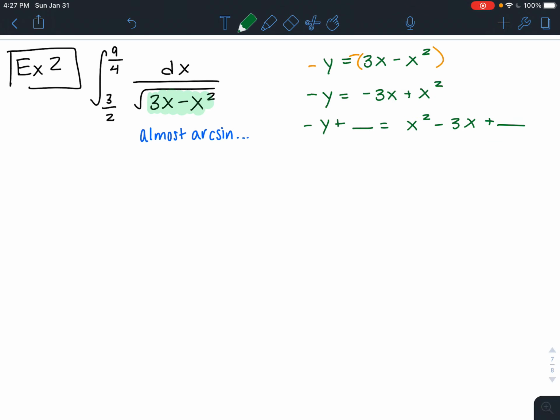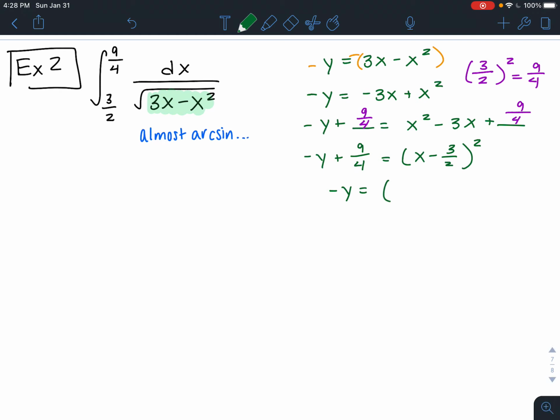I'm going to add my blank in so that way I know what to add to both sides. So this one's a little harder because the b value is not even. So to fill in that number, I'm going to do my b over 2, and then I'm going to square it, and that's going to give me 9/4. So I'm going to add 9/4 to both sides. Okay, so that's going to give me negative y plus 9 over 4 equals x minus 3 over 2 all squared.